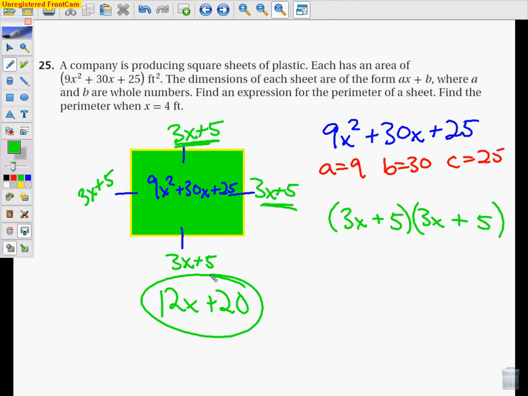Now, the second part says find the perimeter when x is 4. So all we have to do now is take our expression for the perimeter and plug 4 in for x. So 12 times 4 plus 20. 12 times 4 is 48. 48 plus 20 equals 68. So that's 68 feet.